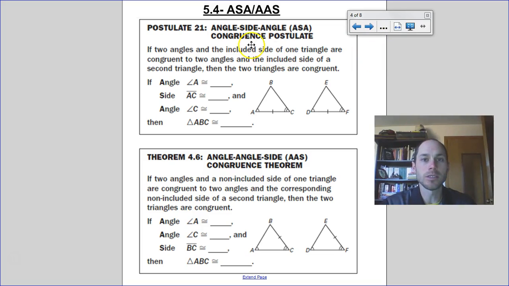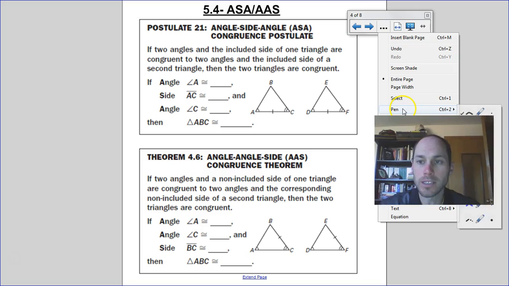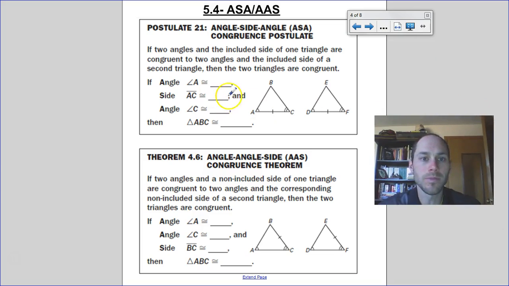So you can write that into your notes, the angle, side, angle congruence postulate and the angle, angle, side congruence theorem. So let's write down some information for that so that we remember it. Here we go. So if two angles and the included side of a triangle are congruent to two angles and the included side of the other triangle, the two triangles are congruent. So here's a way to remember that. The S is between the two A's, so the S is included between the angles.